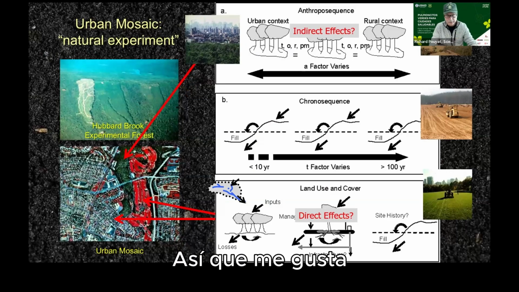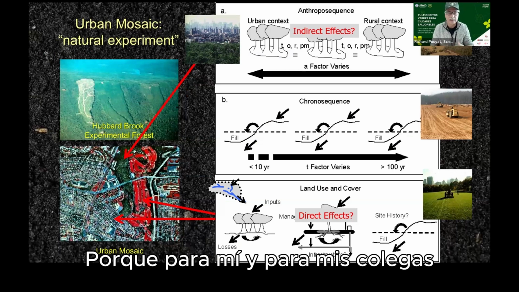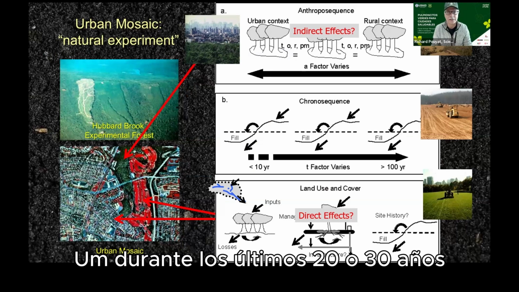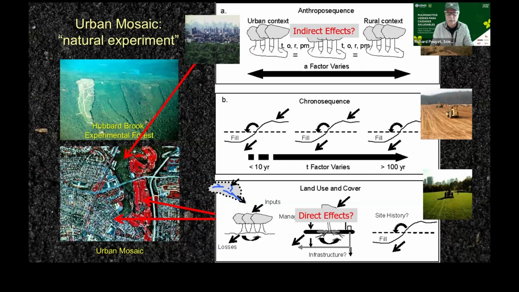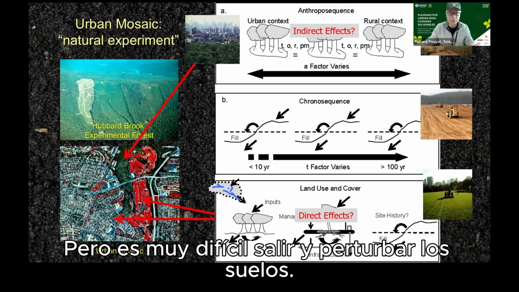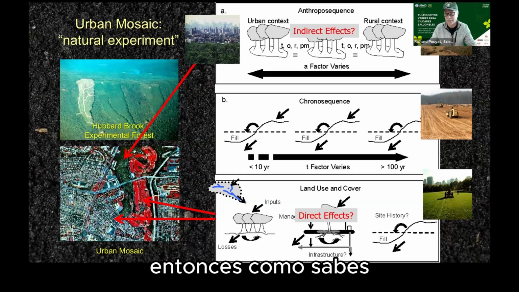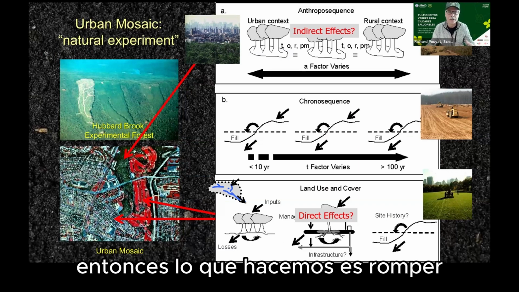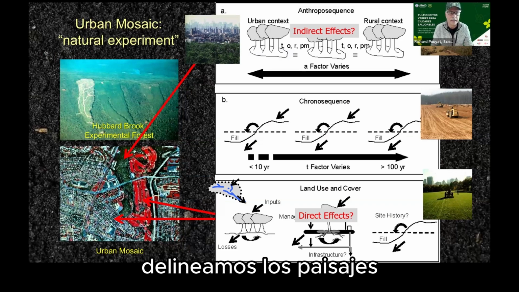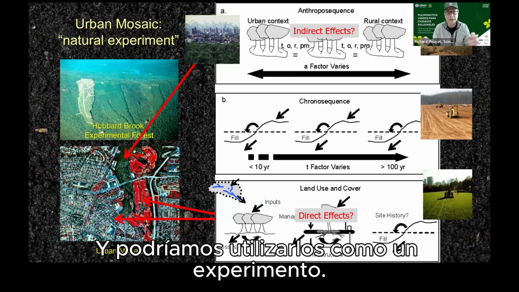So I gave you a lot there on the urban soil mosaic because for me and for my colleagues for the last 20 or 30 years, we've utilized the urban mosaic as a natural experiment. You can, but it's really hard to go out there and disturb large areas of soil, and then see what the impact was. We like to experiment that way, but we can't do that where people live. And so what we do is we delineate the landscape based on all these different factors, and we could utilize them as an experiment.